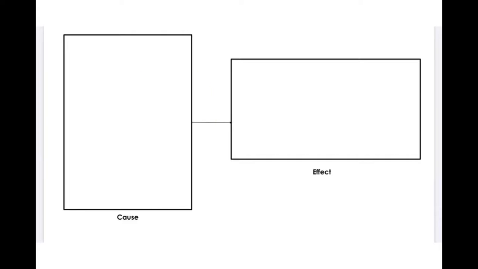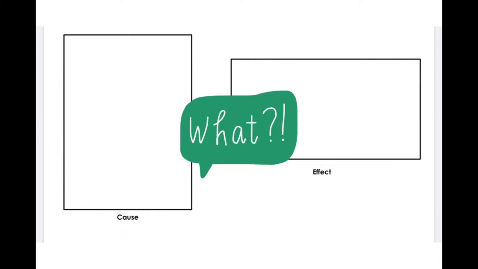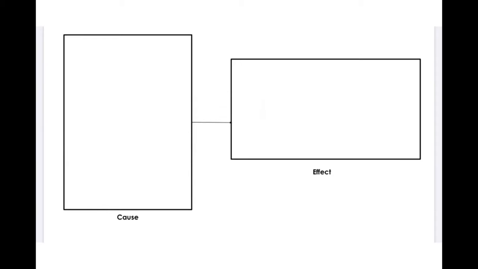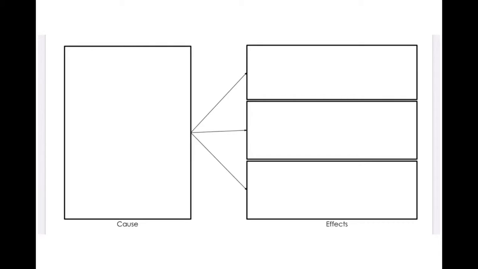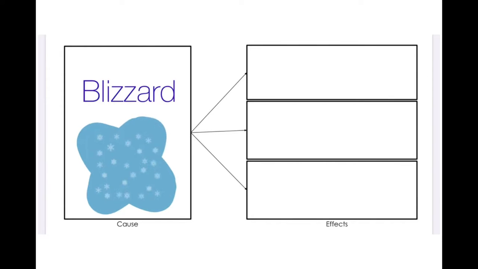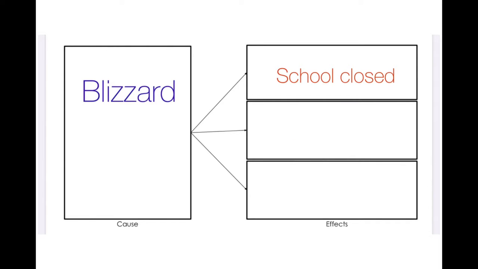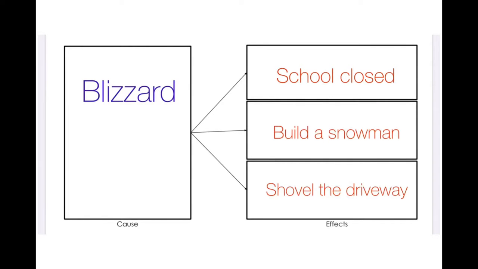When writing a text that is cause and effect, there are many different organizers that you can choose from. For example, this organizer lists 1 cause leading to 1 effect. Our cause or event is Ralph didn't study for a test. As a result of that, or our effect, Ralph failed his test. Another example of this is when we have a cause that will lead to more than 1 effect. For example, 1 cause or event that took place was a blizzard occurred, therefore, school was closed, we built a snowman, I had to shovel the driveway.